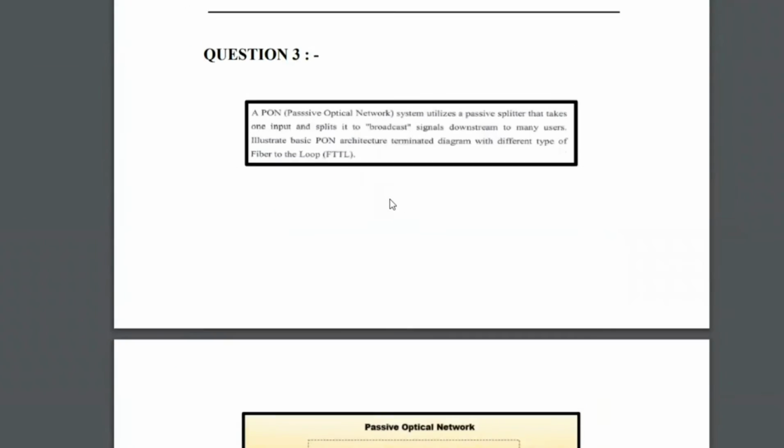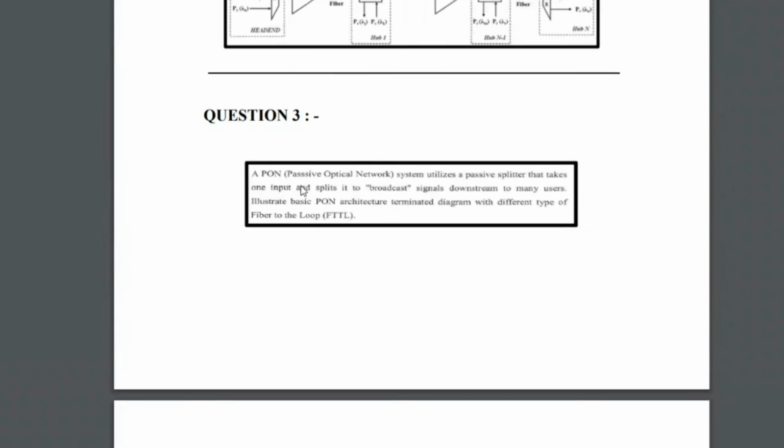The question is about a passive optical network system that utilizes a passive splitter that takes one input and splits it to broadcast signal downstream to many users. Illustrate the basic PON architectures, and draw a diagram with different types of fiber to the loop, FTTx.